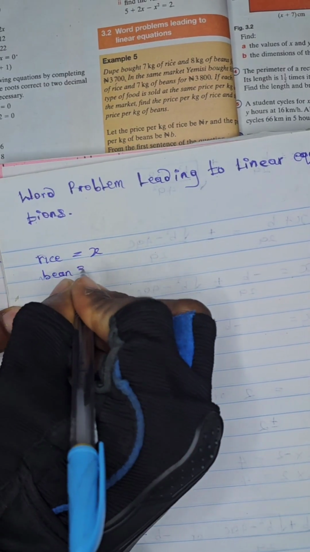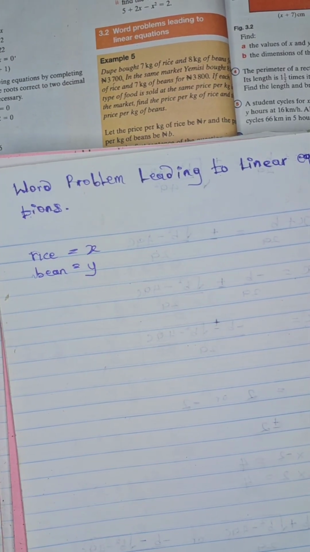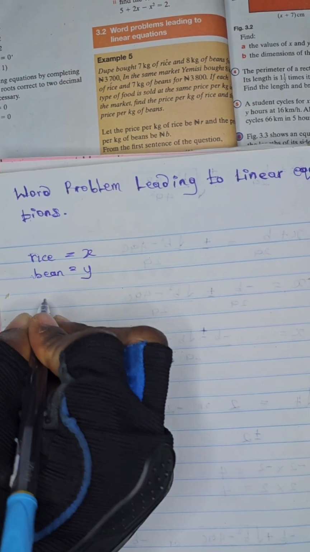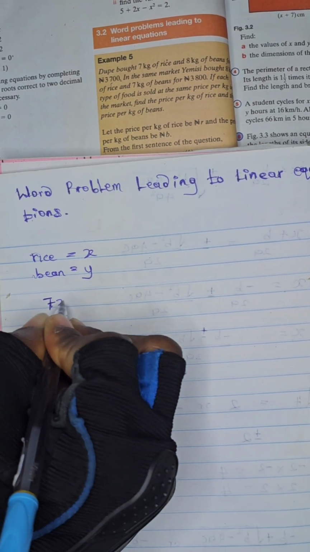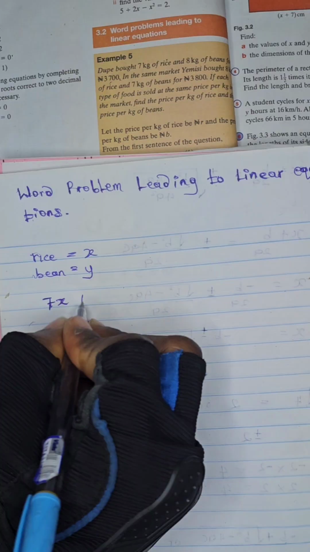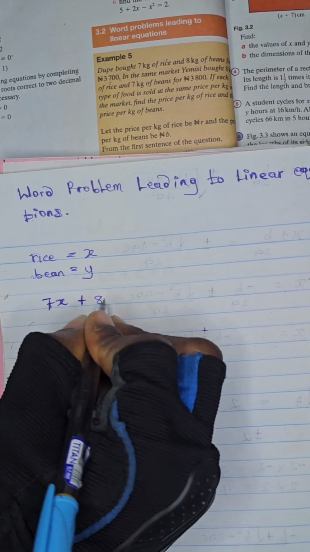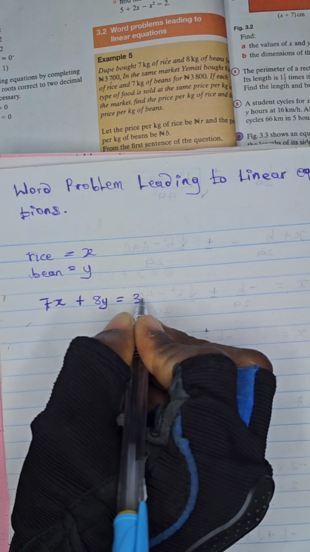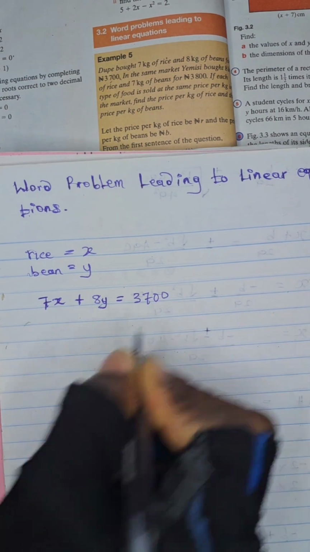and beans is y. So he bought 7x, that's 7 kg of rice, plus 8y, that's 8 kg of beans, for 3,700 naira.